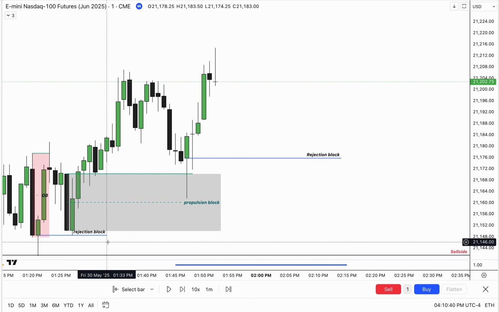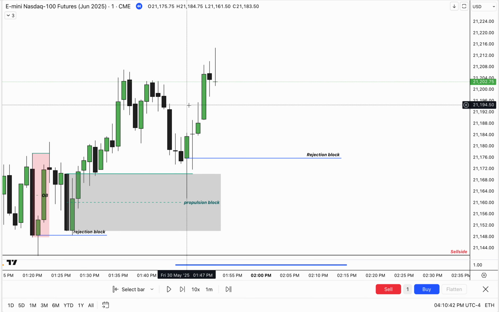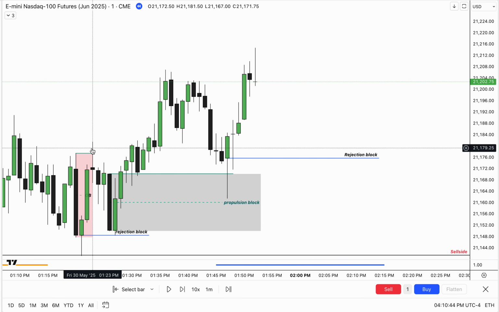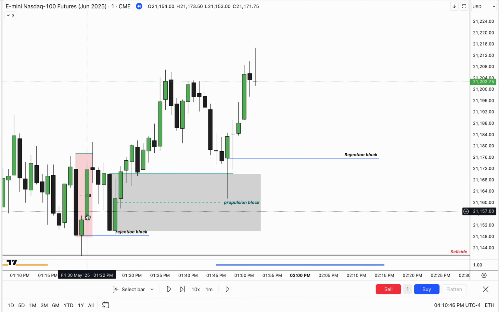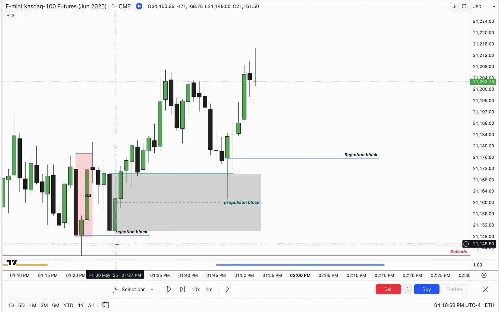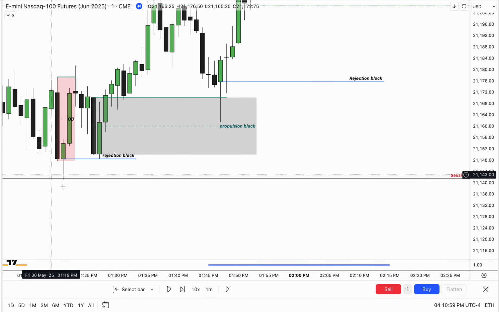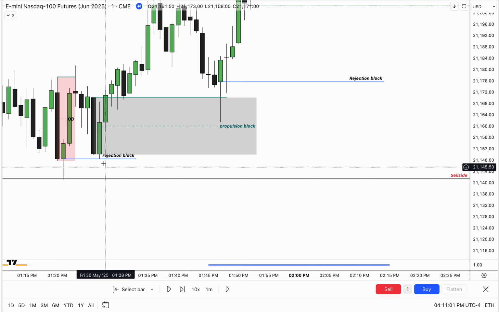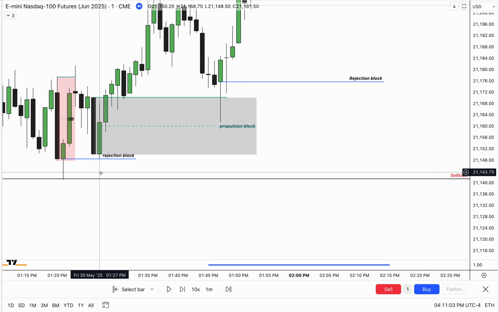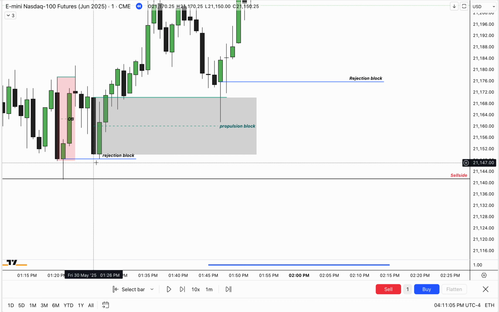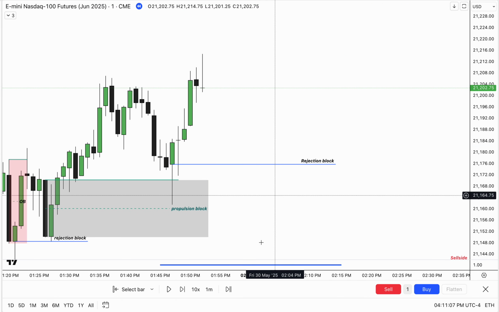What I like about these is they're sort of like the last line of defense. You know, okay, it's coming down. Where's my break point? If it runs through that rejection block, if it runs through that open and closes below the open, I need to get out. So instead of placing your stop below the low, you can just have a mental stop, like if it violates that rejection block or the 50% of that wick, just get out.